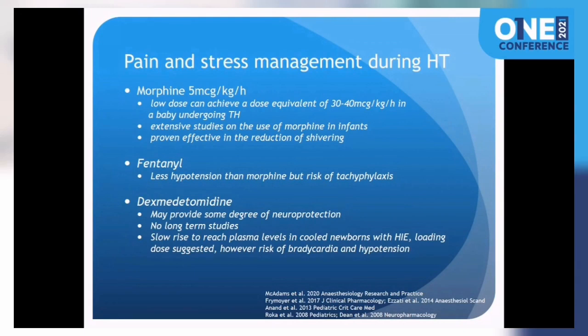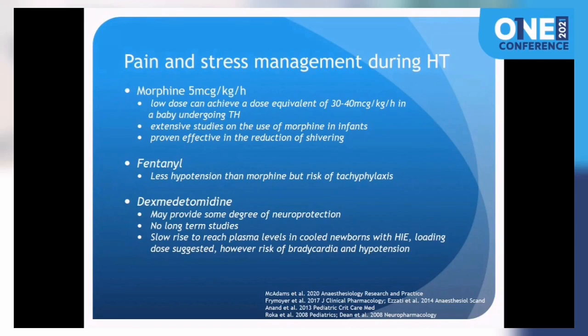There have been some studies on dexmedetomidine. Animal studies suggest that it may provide some degree of neuroprotection and reduce cellular apoptosis, but there are no long-term studies in cooled babies. McAdams and colleagues in 2020 also reported a slow rise to reach plasma levels in cooled newborn babies with HIE. It took about 24 to 48 hours to reach a therapeutic dose, and they put that down to the absorption of the drug into the IV tubing. So they recommended that a loading dose be suggested. However, there is a risk of bradycardia and hypertension with dexmedetomidine, and so we try to avoid giving a loading dose of that particular medication.